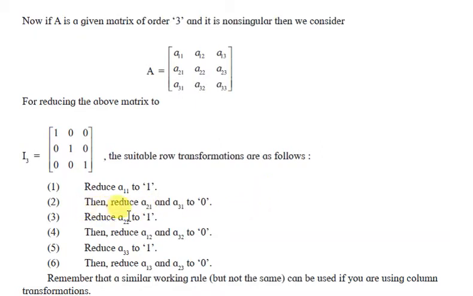Next, reduce A21 and A31 to 0. It means the values in the first column. We are converting A11 into 1, and then we convert A21 and A31 into 0 by using a suitable transformation. Whenever you do this conversion for A21 and A31, the value 1 fixed at the place of A11 helps us convert them into 0. Then move on to the next step of reduction.